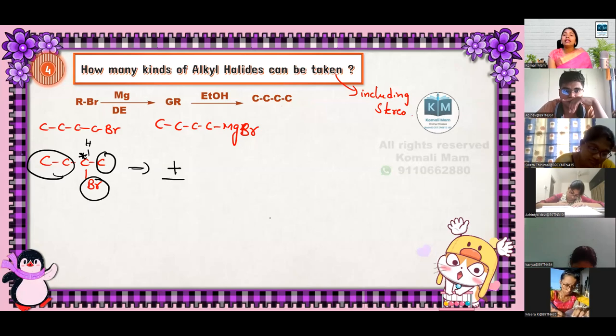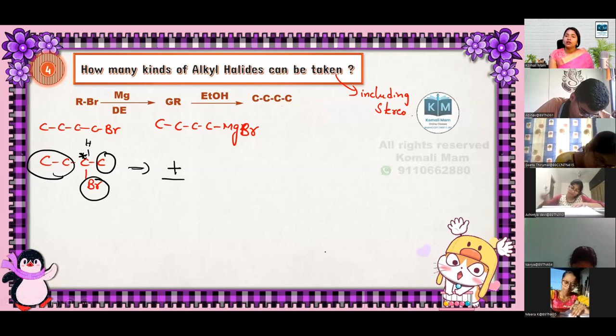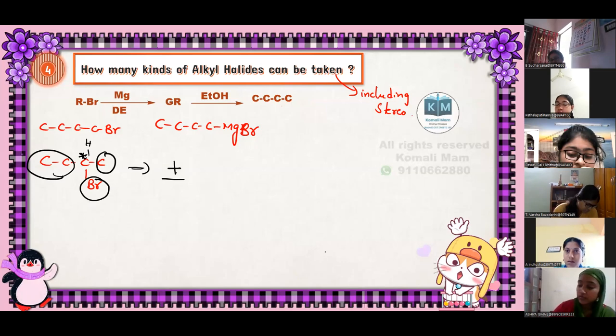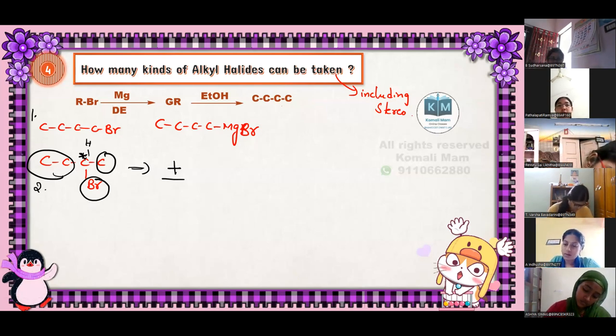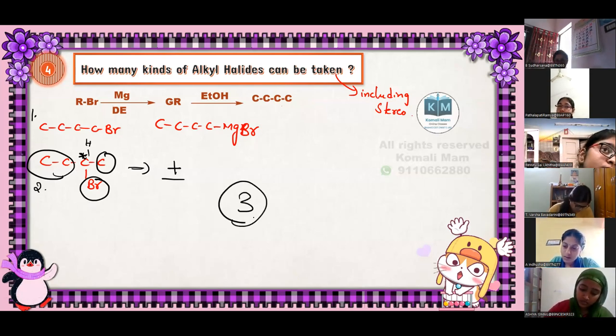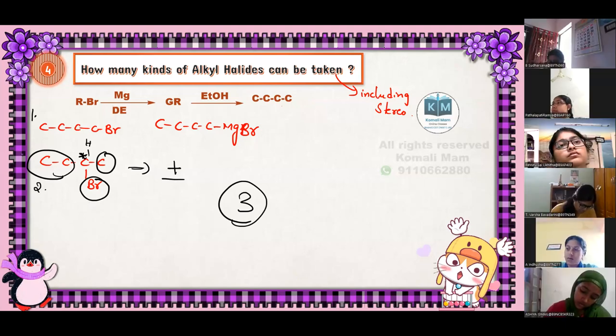This is optically active. What is the meaning of optically active? Carbon surrounded by four different groups: hydrogen, ethyl group, methyl group, and Br. So how many products are possible? Sorry, three products. This is one, and in the second structure, again two are there: one is plus, one is minus. So total three alkyl halides can be taken, including stereo.